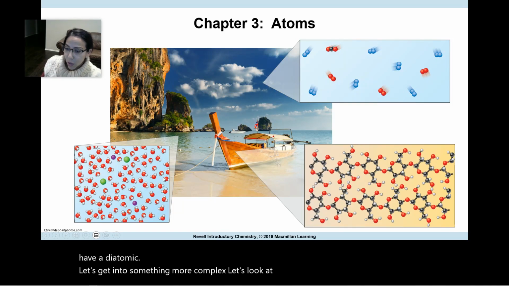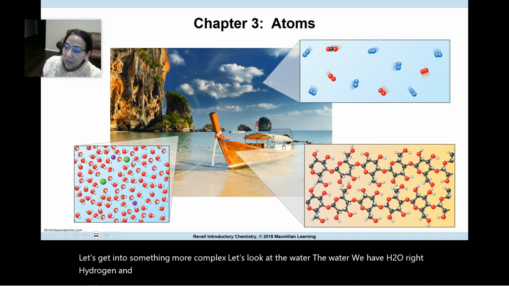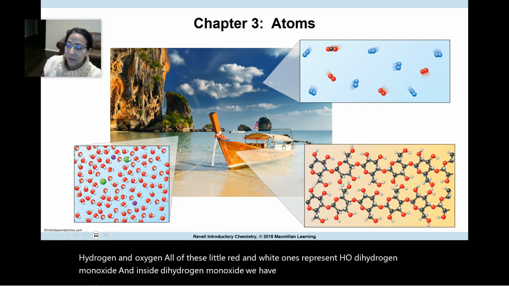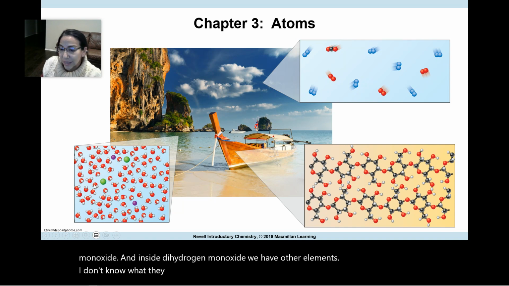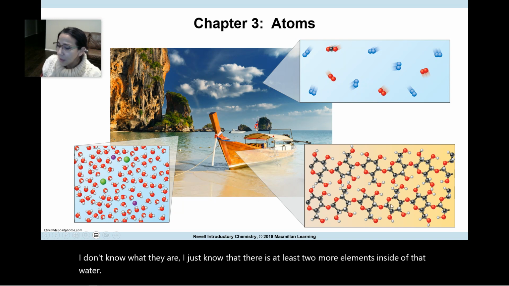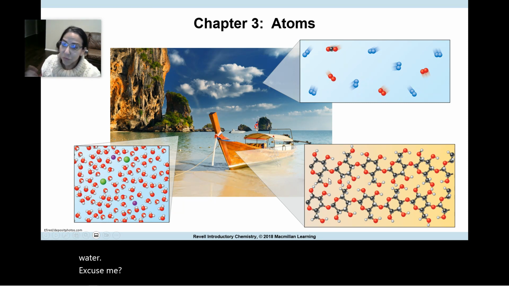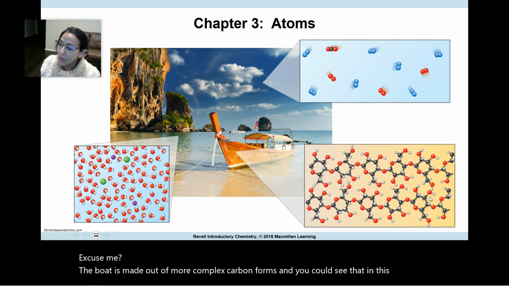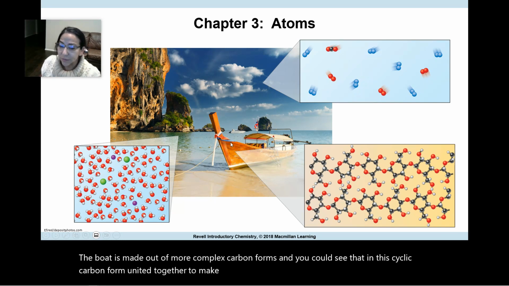Now let's get into something more complex. Let's look at the water. The water, we have H2O, right? Hydrogen and oxygen. All of these little red and white ones represent H2O, dihydrogen monoxide. And inside it, I just know that there are at least two more elements inside of that water. The boat is made out of more complex carbon forms, and you could see that in this cyclic carbon form, united together to make this wood grain.